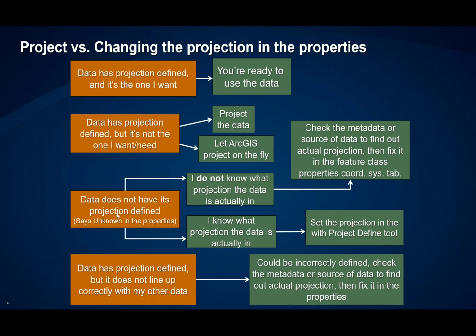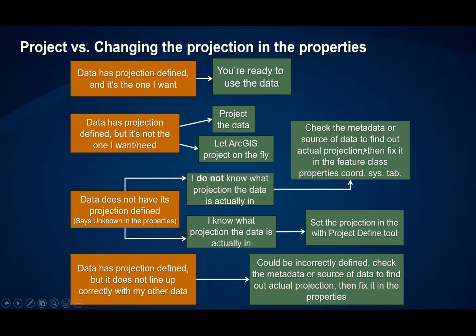One is you do know what the projection actually is, but it's just not set right. Then you can go into the define projection tool and fix it. The other one here, and this is the biggest problem, let's say it's not defined, but you don't actually know what the layer is supposed to be. You don't know what the projection should be. Then you're up here. Then you have to do some homework and figure it out, and that can be tricky.